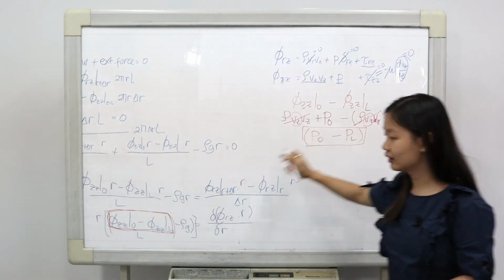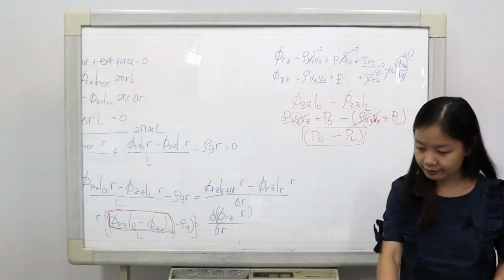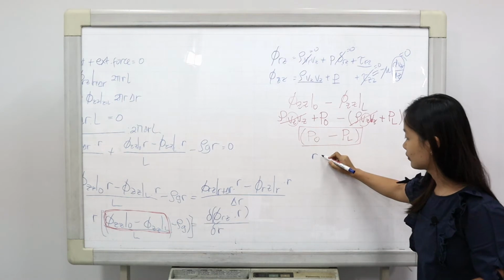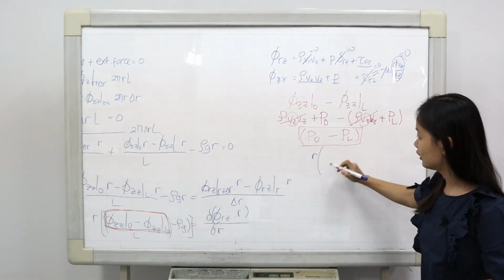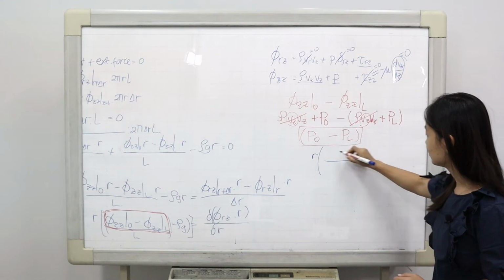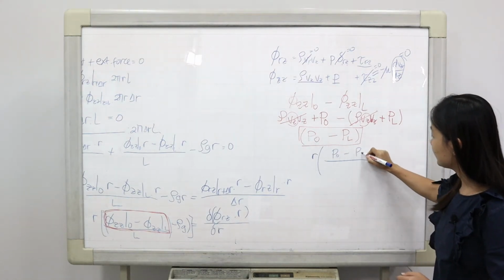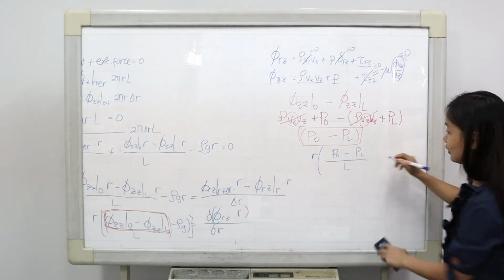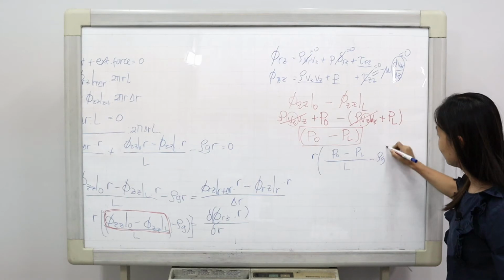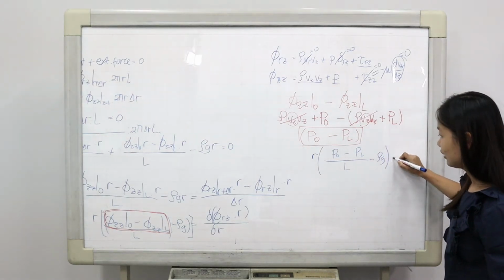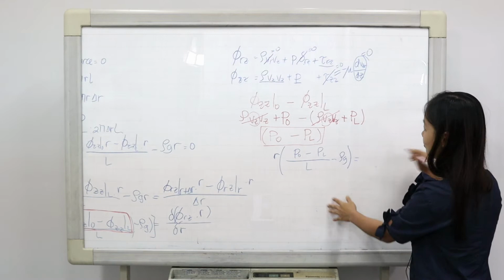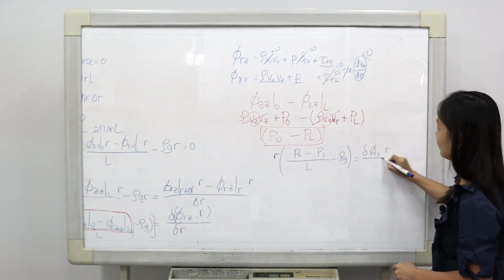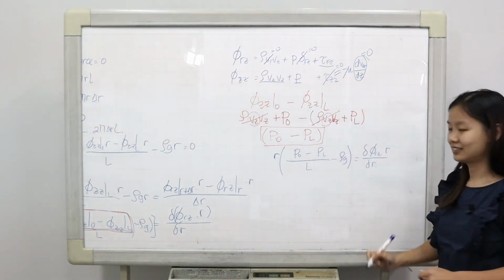So I can put this back here, and I will have R in the bracket (P0 minus PL) divided by L, minus rho G, equal to dou (VRZ times R) divided by dou R.